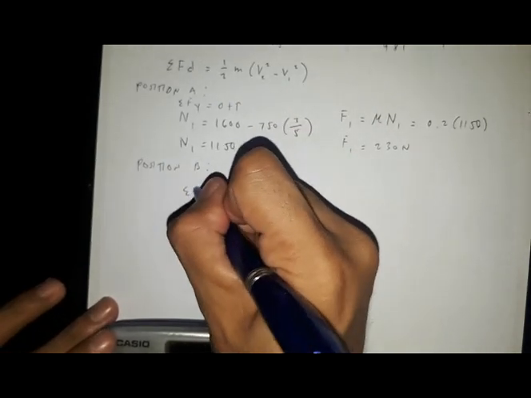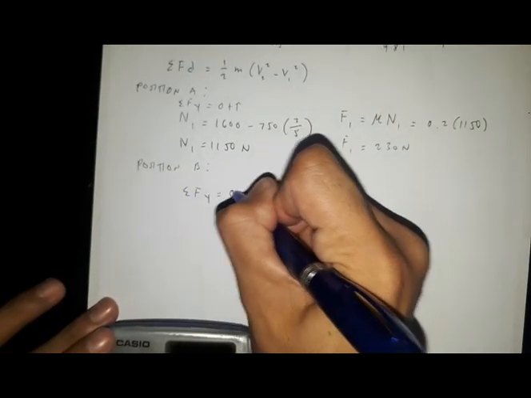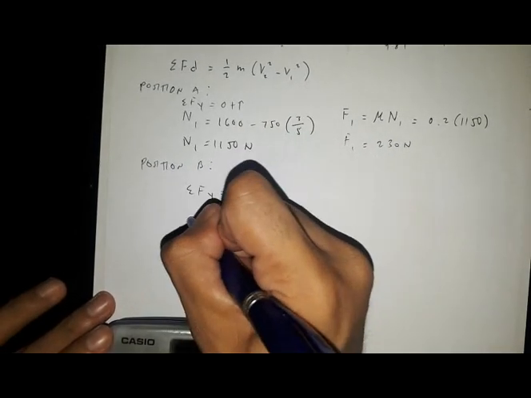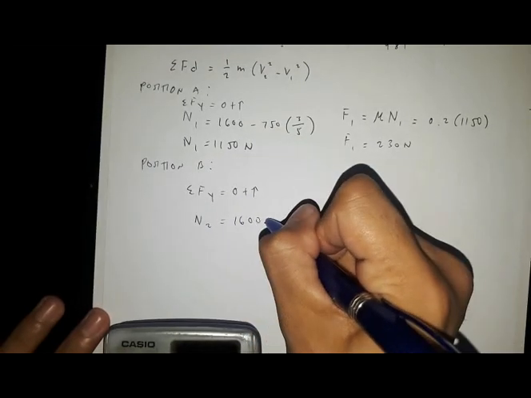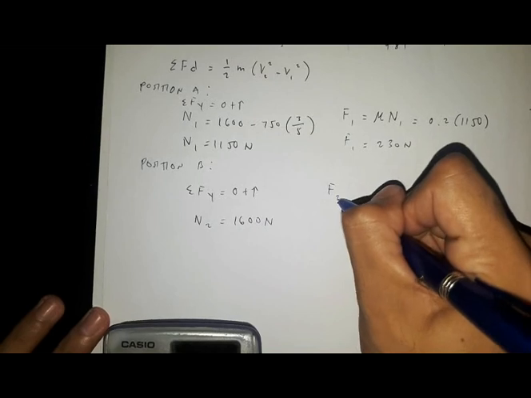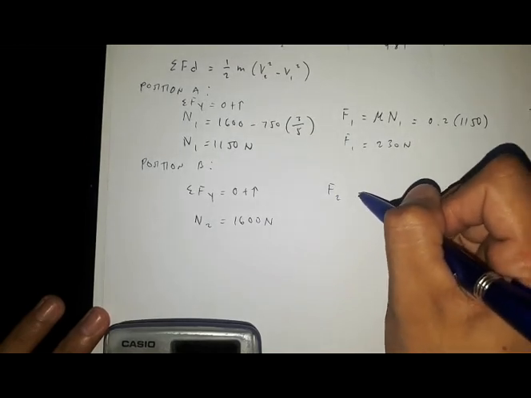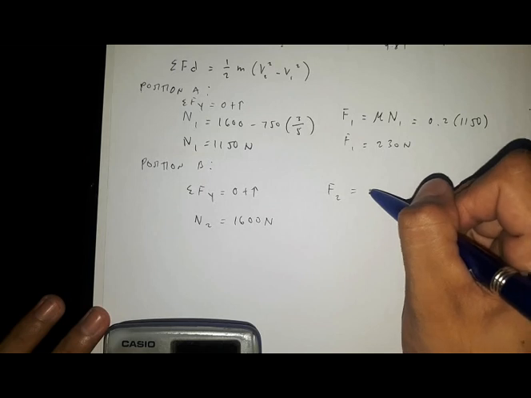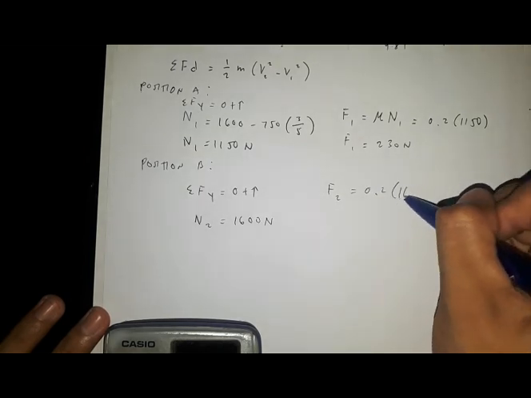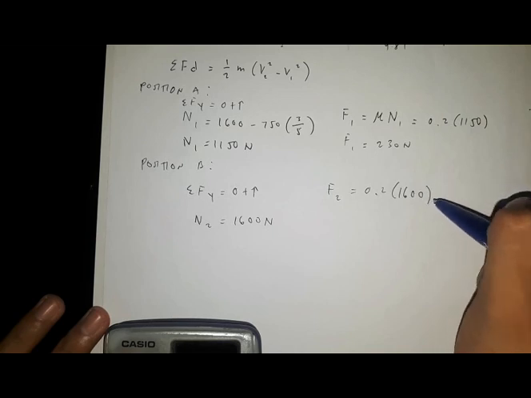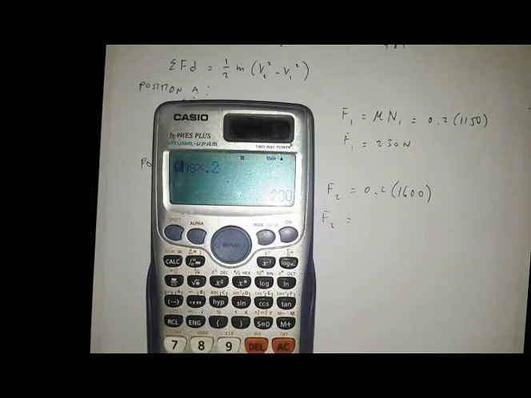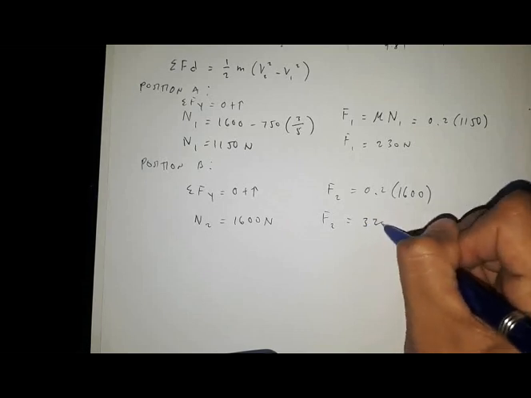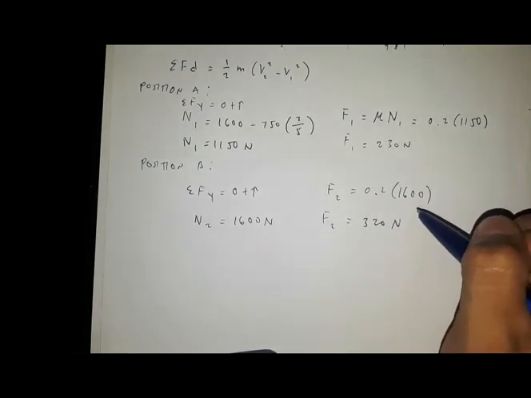Now, let us proceed to position B. So, summation of forces along y direction is equal to 0. So, we have our N2 equals 1,600 Newton, while your frictional force for the second position F2 is equal to 0.2 times 1,600, and that is equal to 320 Newton.